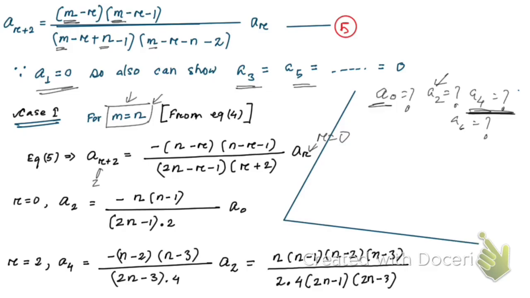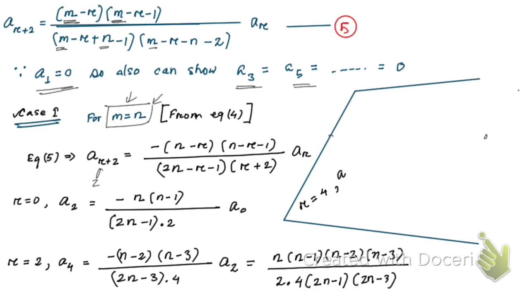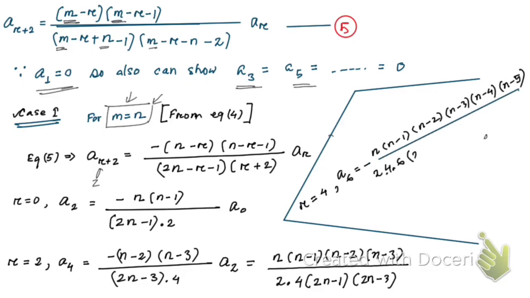Now just let me clean these things. If you observe the pattern clearly, just by observing the pattern, you can obtain A6 also. Putting r is equal to 4, we're going to have A6 is equal to this. So let me explain how we have got this. Just give me a second.